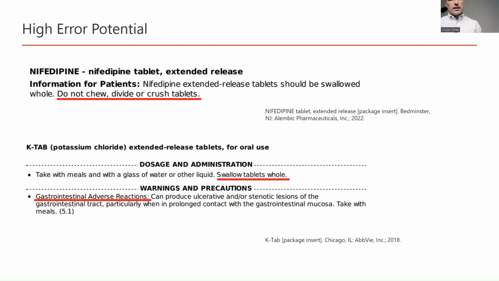And there's also warning and precautions of gastrointestinal adverse reactions, right? So it can produce ulcerative or stenotic lesions of the gastrointestinal tract, particularly when in prolonged contact with gastrointestinal mucosa. So if you have a patient who has dysphagia, or if you have a patient who has severe motility problems, are you going to give them potassium chloride extended release tablets, whether they could take them orally? Can anyone answer? No, right? You want to give them liquid, right? So anyone with motility issues should not be getting extended release potassium tablets.